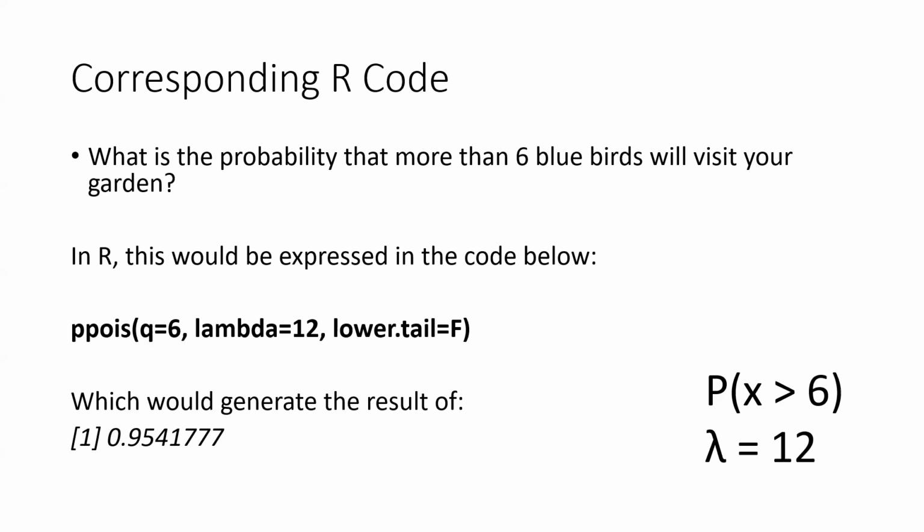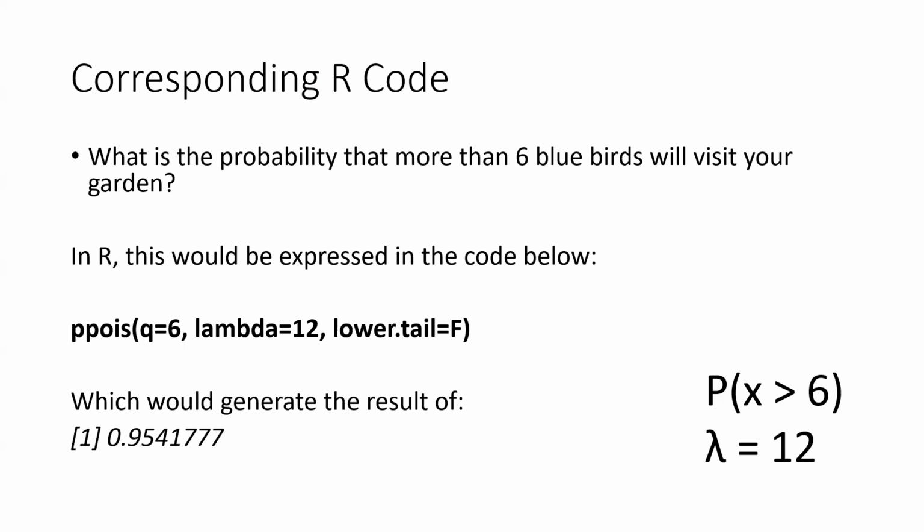Well, that is this function here, ppois, q equals 6, lambda equals 12, lower tail equals false because we're looking to the right. Again, the same logic of methodology applies as it applied to the normal distribution. If you are unfamiliar with that, make sure you take a look. There's another video in the playlist as it relates to the normal distribution, which should make this clear.